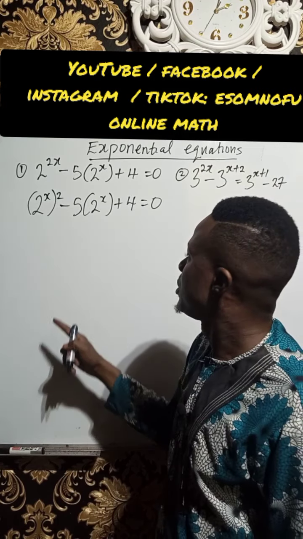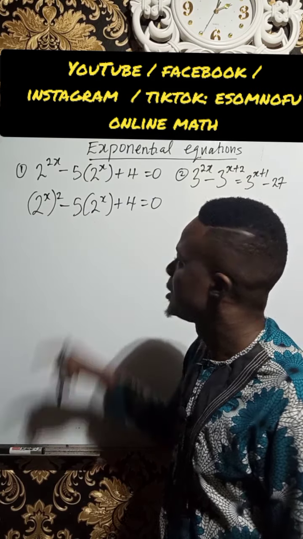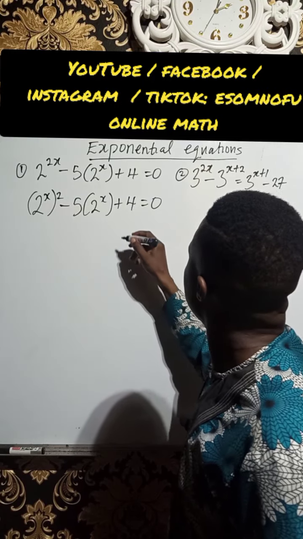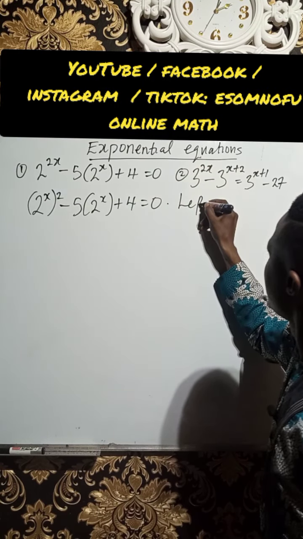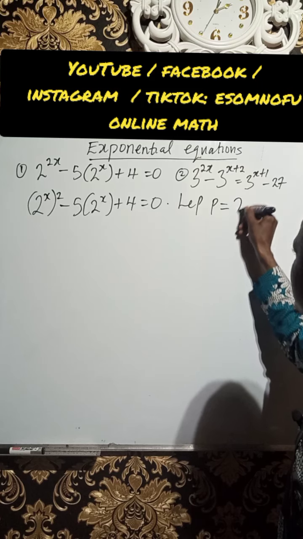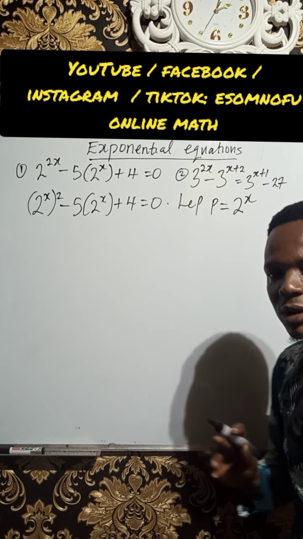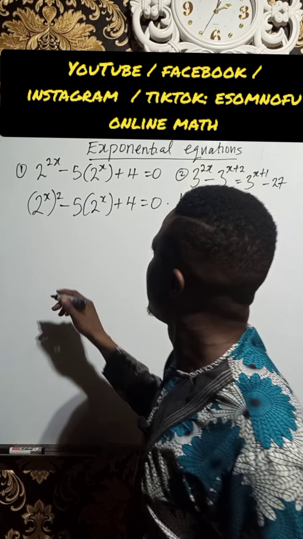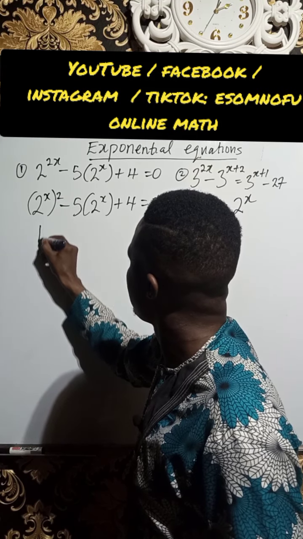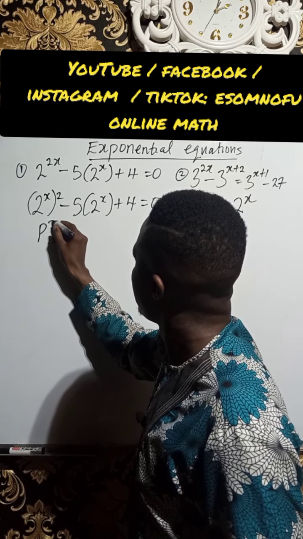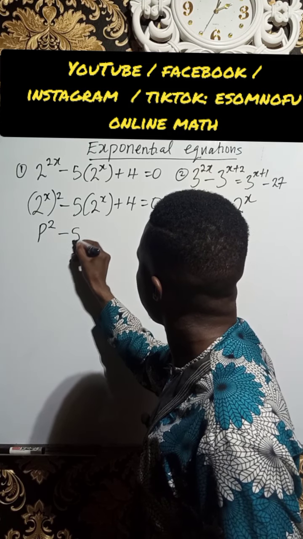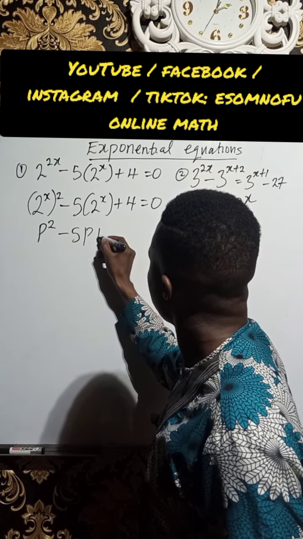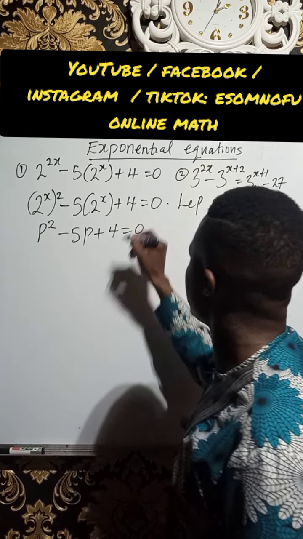Now at this point, you see that 2^x is common. You can now say let p, or any letter you like, represent 2^x. You are free to choose any letter you like. If that is so, you now see that this 2^x can be called p. Then you have p squared minus 5p plus 4 equals 0.